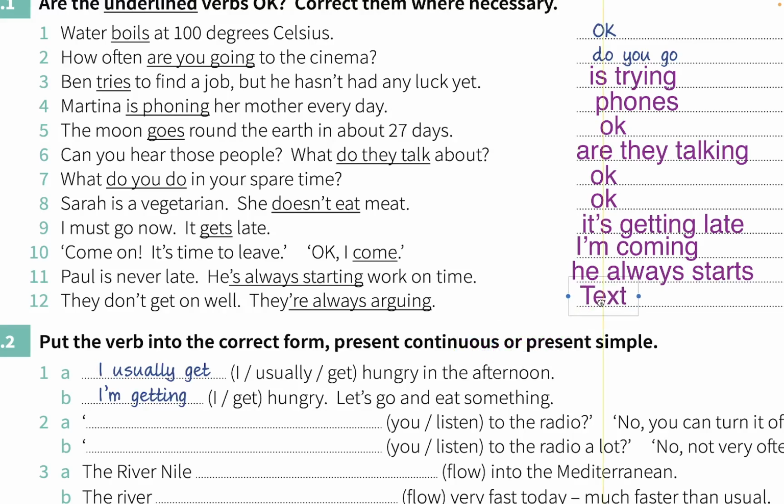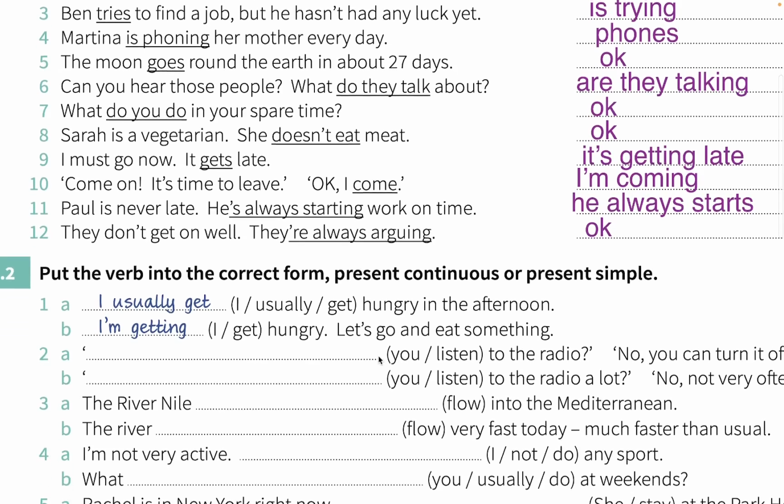Alright, maybe Riska wants to try number 12 too? Number 12, they don't get on well. They are always arguing. Do you think this is present continuous or present simple? I think continuous. Yes. Correct. Good job. So number 12 is continuous, because they don't get on well. It's not something permanent.